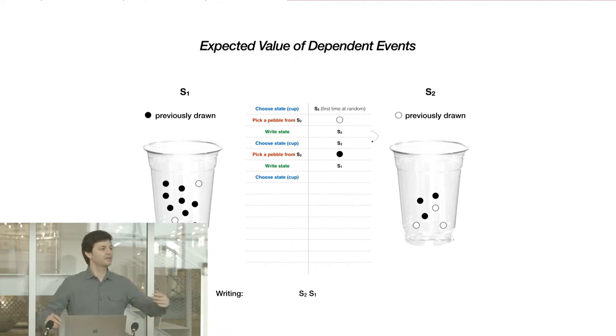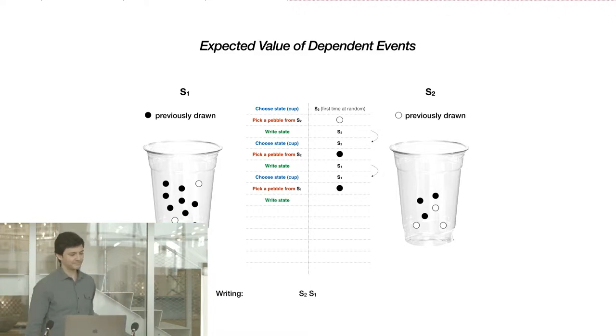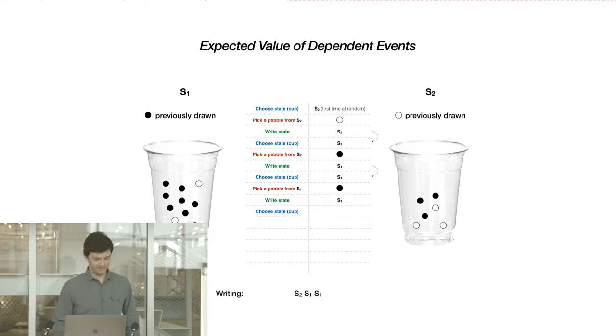Then we again repeat the same process. So let's now try for you to tell me what happens. Now we need to choose the state, which state do we choose? We choose the cup again. One, because black was previously drawn. We choose state S1. We pick a pebble from the left one. This time, let's say we pick up black. What state do we write? S1 again. Then we repeat.